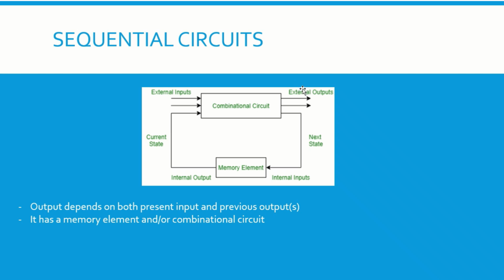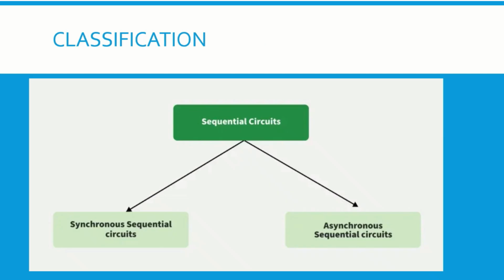Now let's look at one example, like counter circuits. At any given point of time, suppose I'm counting till 5, then my previous count is 4. So I need to know my previous count to get my count at this instance of time. Because of that, sequential circuits need a memory element. Now let's look at its classification.